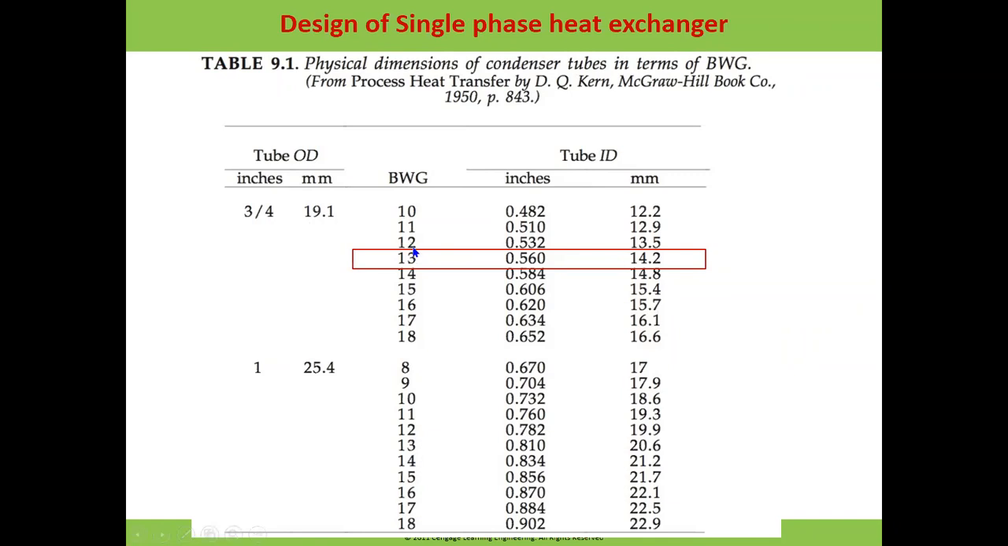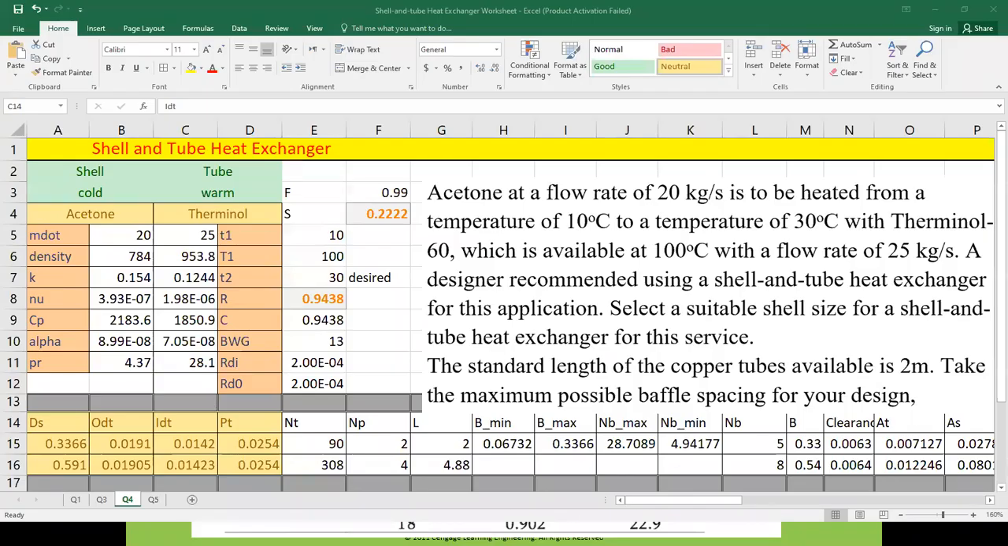So we are selecting the 13 as the BWG. So for 13 BWG, if my outer diameter is 19.1 millimeter, then what is my inner diameter? Inner diameter is 14.2 millimeter. Is it clear? So my inner diameter is 14.2 millimeter, inner diameter of the tube.